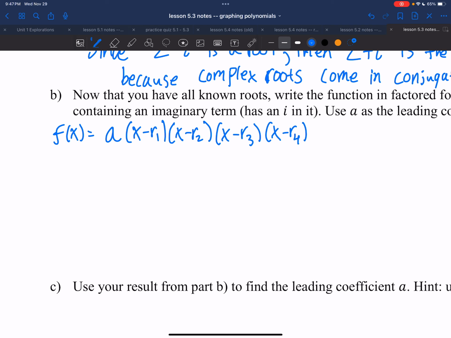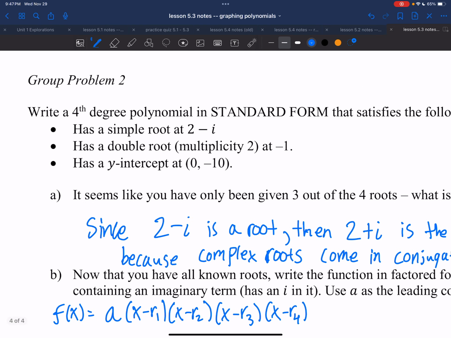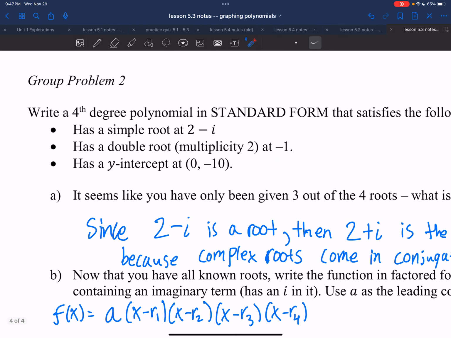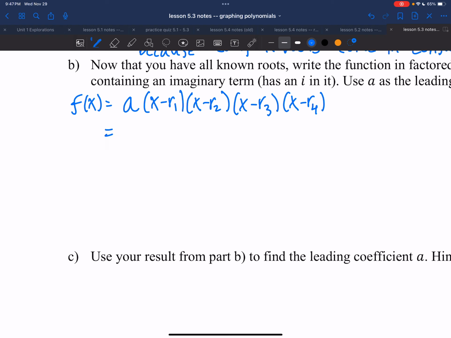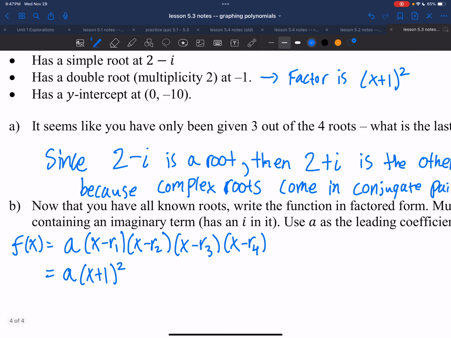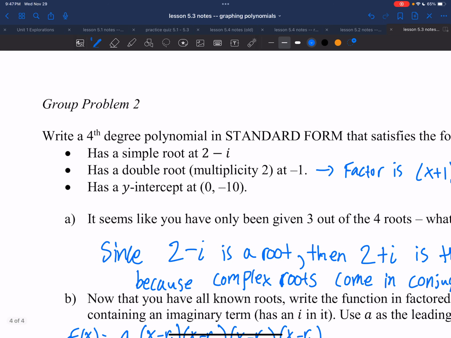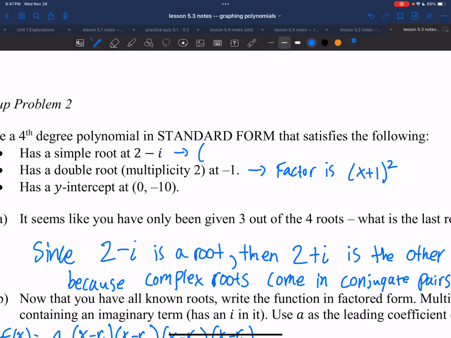I do know that I have a root of multiplicity 2 at -1. So the root, right, this means the factor is x plus 1 squared, right? -1 is the root of that, and it's squared because of multiplicity 2. So in factored form, I can write a times x plus 1 squared. But then what are the other 2 roots? Well, it's x minus 2 minus i, right? This is going to be x minus 2 minus i.